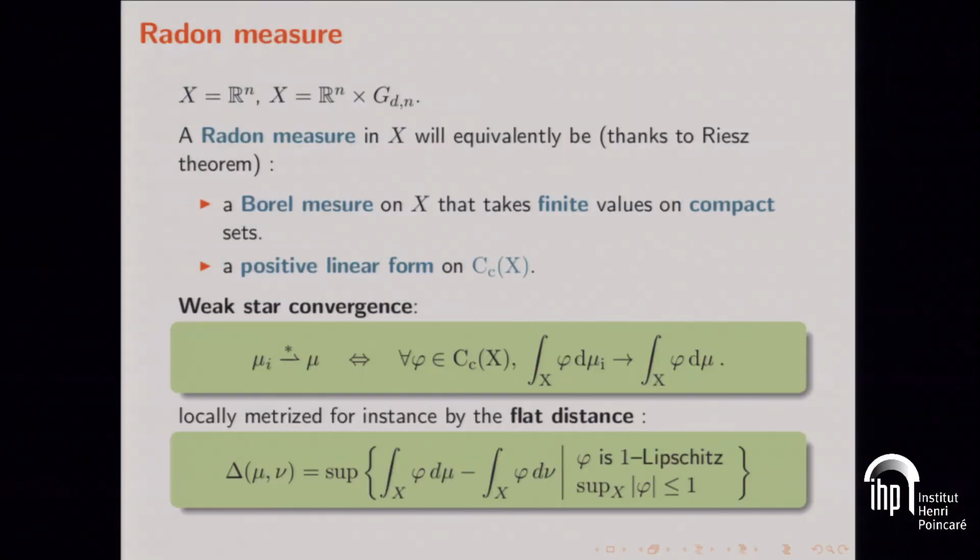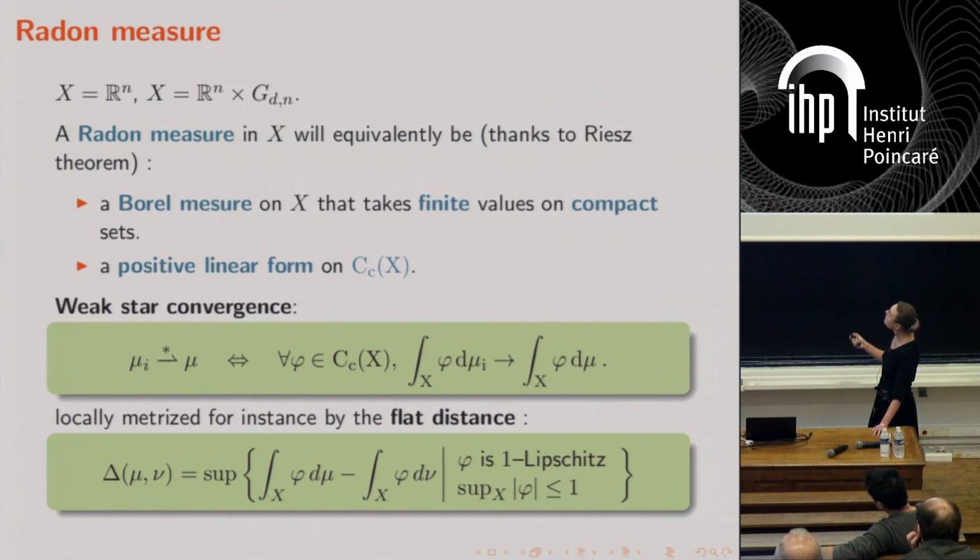Now, the other term in the definition of varifolds was Radon measure. If you don't like measures that much, you can think of a linear form on continuous functions. A varifold will be a positive linear form on compactly supported continuous functions on this product. And when you are dealing with such an object, then you have structure. You have weak star convergence, that is exactly the pointwise convergence with respect to your test function. And you can locally metrize this weak star convergence with what is called the flat distance.